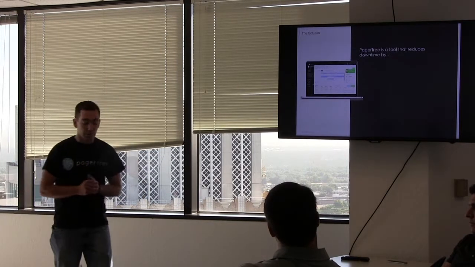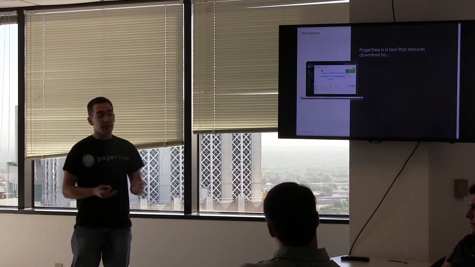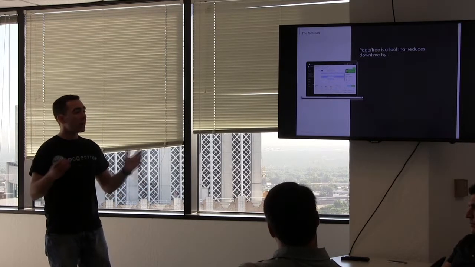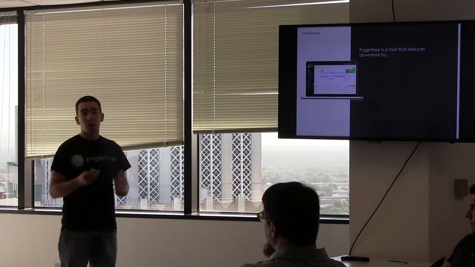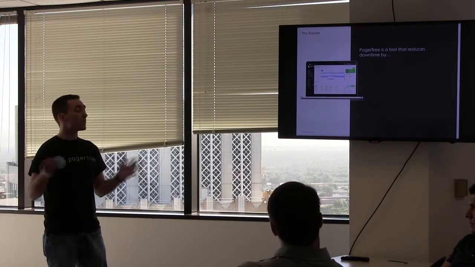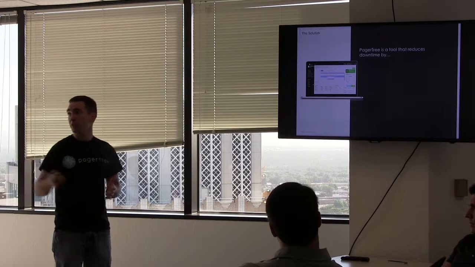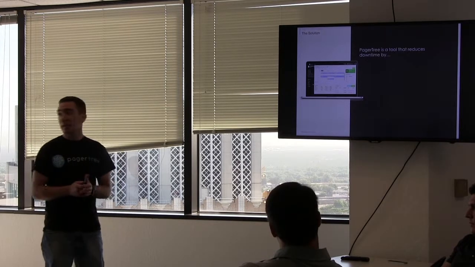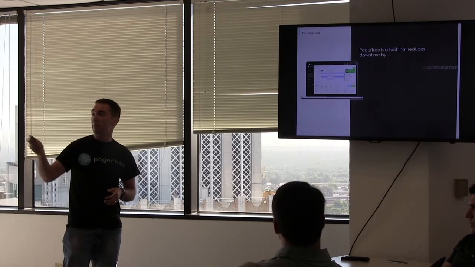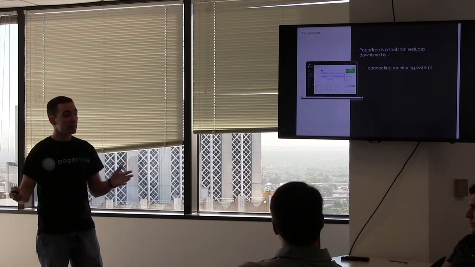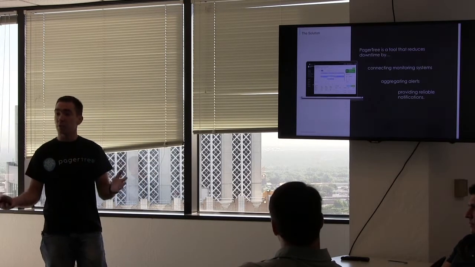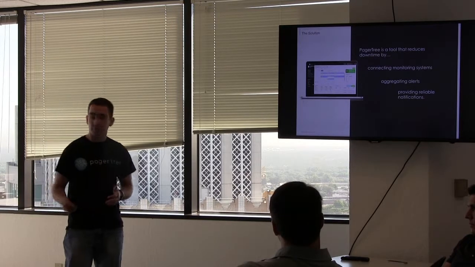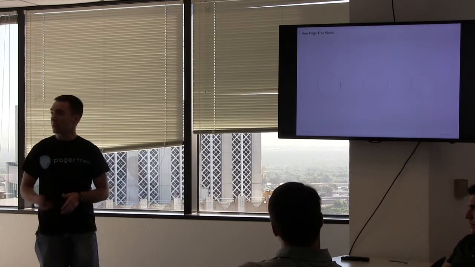So how do we fix this sort of issue? So the way to do that is you minimize downtime, right? You'll never have 100% uptime, but if you can minimize how much downtime you have, you can probably even prevent your customers even noticing that you have downtime. And that's where PagerTree comes in. PagerTree is a tool that reduces downtime by connecting monitoring systems, aggregating alerts, and providing reliable notifications to engineers on call. So how does it work?